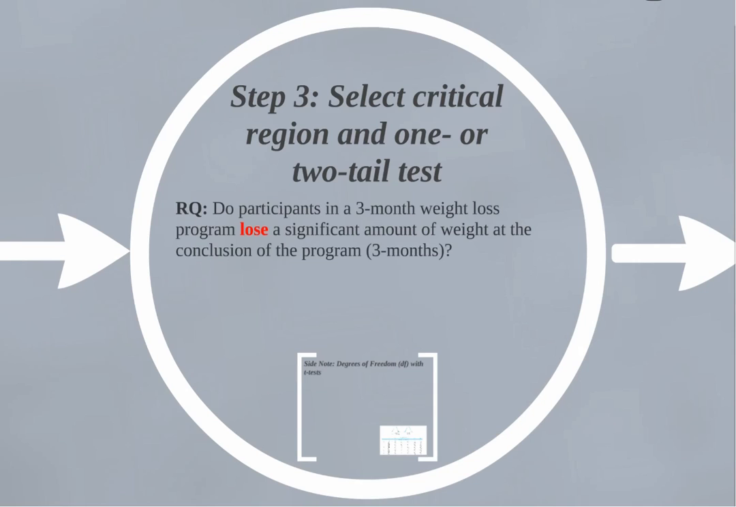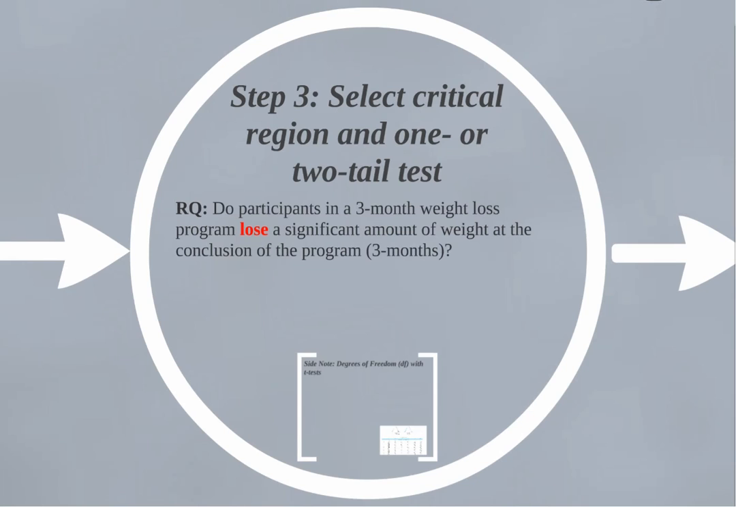Again, let's visit our research question. Do participants in a 3-month weight loss program lose a significant amount of weight at the conclusion of the program? This word lose, highlighted in red, indicates that we're interested in a direction. It's not just whether their weight is different, but we're looking at the direction of their weight loss. We're specifically stating loss.